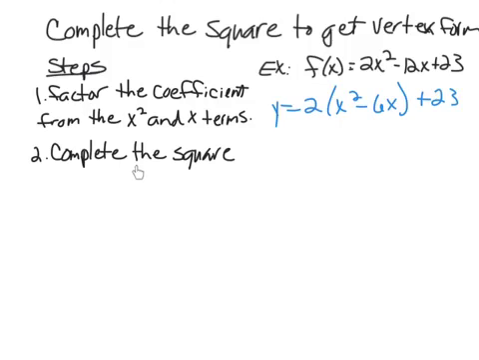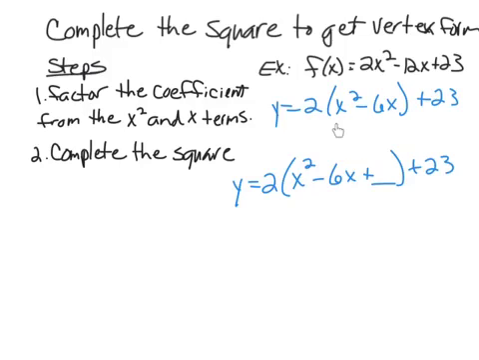So the next step is this completing the square process. And I'm going to walk you through this. In order to do this, I'm going to rewrite my function y is equal to 2, and then here's what I'm going to do. I have x squared minus 6x. I need to add something in here to make it a perfect square trinomial, so it factors into the same thing twice. Now I still have my 23 out here. However, in order to not change the meaning or the value of this function, if I add something here, I have to subtract it away out here.